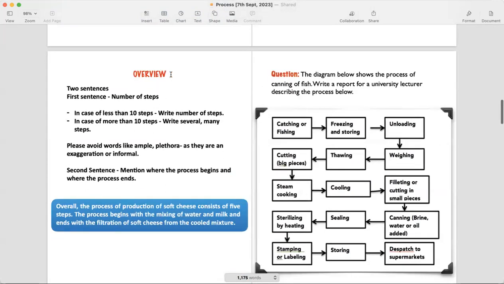So overview. What do I write in overview? I have a habit of writing 2 sentences in overview. Can someone tell me why do I write 2 sentences? Some of you who have attended my classes previously, why do I end up writing 2 sentences in the overview? Anyone? You said all the process in 2 lines. In the first line, you mention how many steps are involved, and in the second one, you tell that it starts from here and ends with this. Yeah. But someone, why do I write 2 sentences? Why not 1? Why do I write 2? Anyone? Why 2?